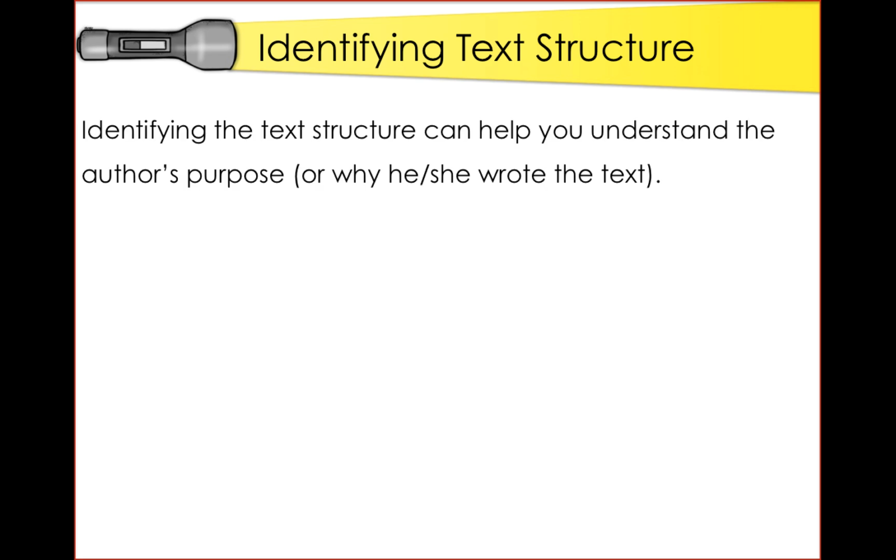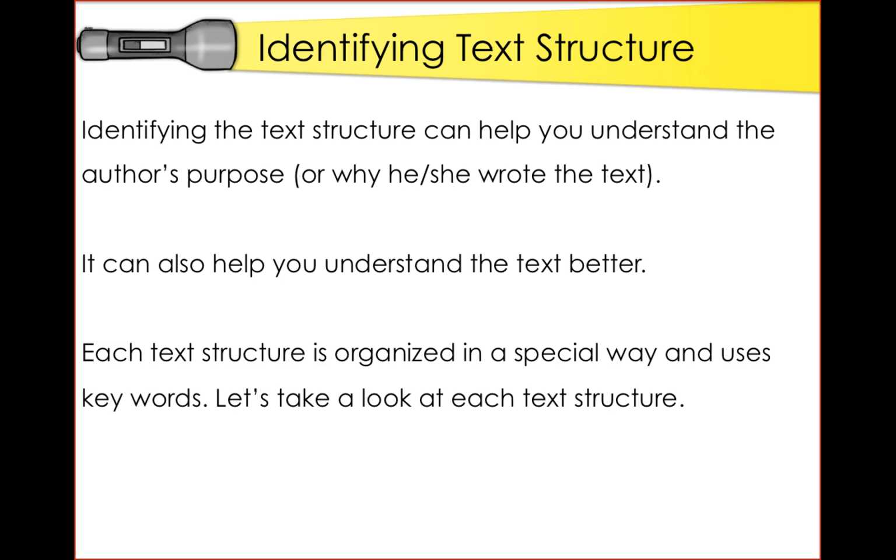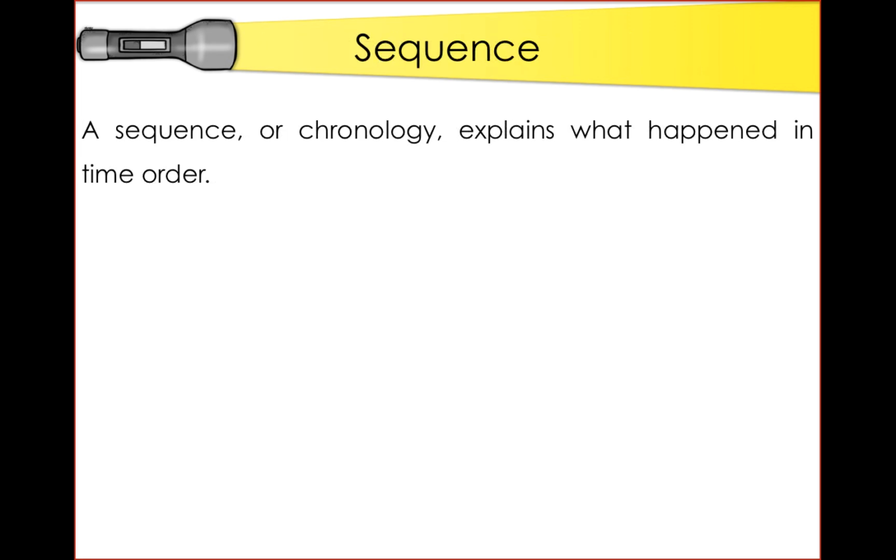So I told you we're going to be focusing on sequence. Identifying the text structure can help you understand the author's purpose, why he or she wrote the text. And remember I told you that text structure is basically the pieces that the author uses to put their text or their story together. In this case, the pieces that the author is using are basically dates, right? Steps, those transition words, like the ones that you use in writing, first, next, like that. It can also help you understand the text better. Each text structure is organized in a special way and uses keywords. Okay, we're only going to focus on sequence today.